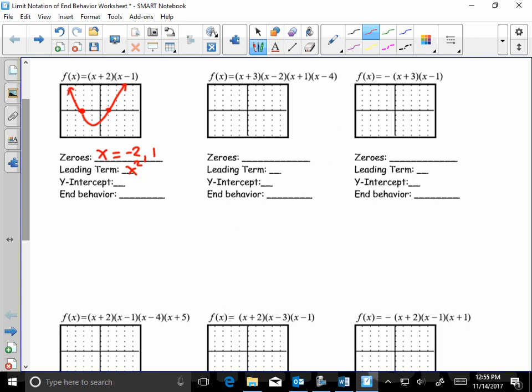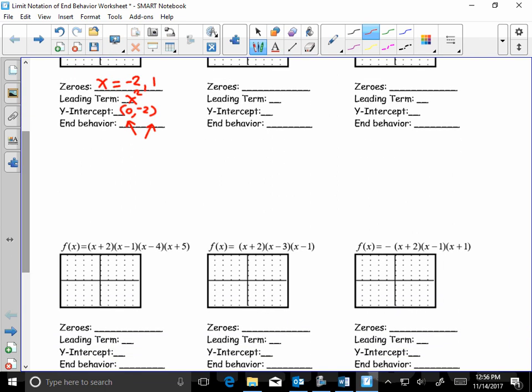And the y-intercept would be 0, comma what? Negative 2. Very good. We plug in a 0, we get out a negative 2. Now, in the past, you might have felt comfortable with doing this end behavior up and up. I'm going to talk about both of these behaviors. Let's talk about this one first. What is x doing in this case, right here? x is going to what?